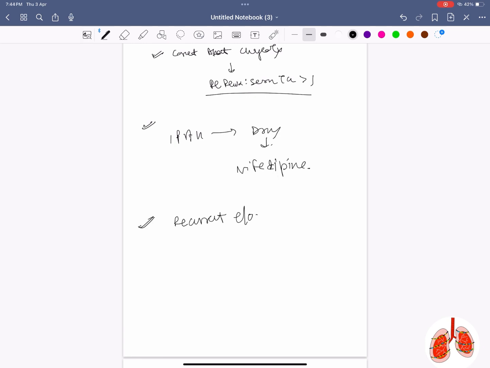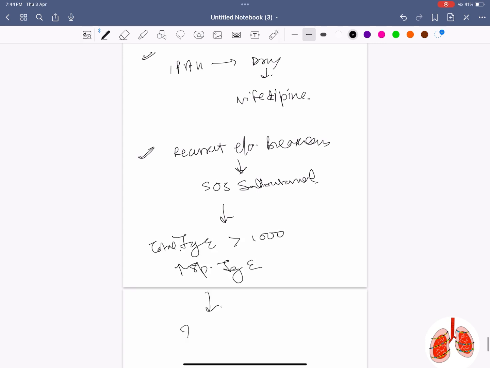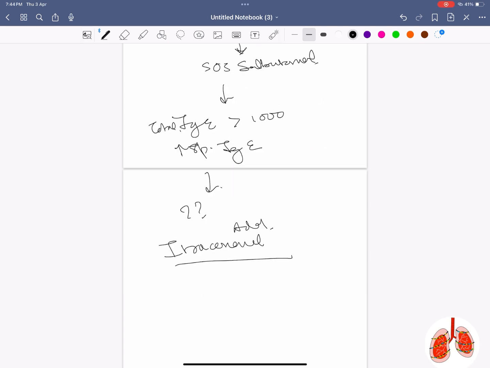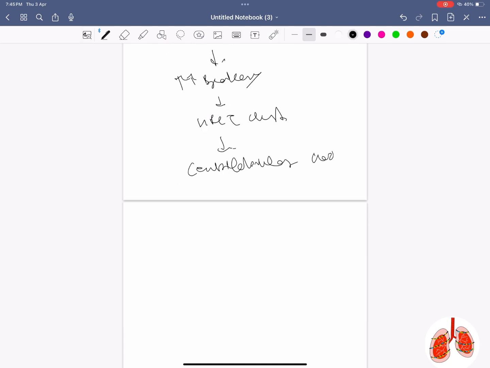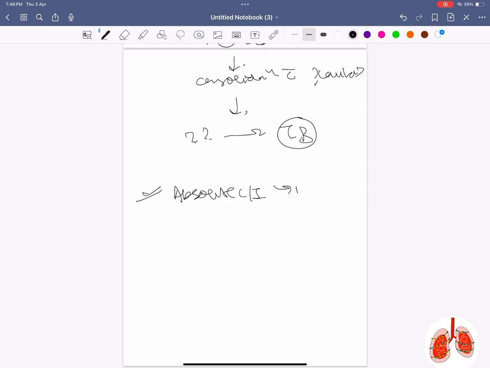Recurrent breathlessness, a patient taking SOS salbutamol since childhood, higher total IgE of more than 1000 and increased specific IgE for Aspergillus fumigatus. Answer is add itraconazole. A sandblaster of 15 years having increased breathlessness, CT scan showing centrilobular nodules bilaterally with left lower lobe consolidation with possibly cavitation. Diagnosis is TB.